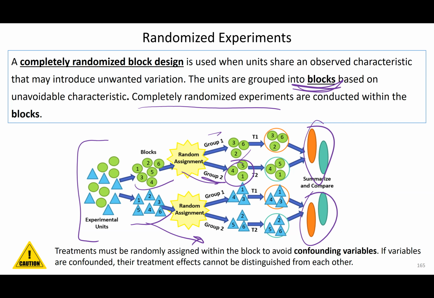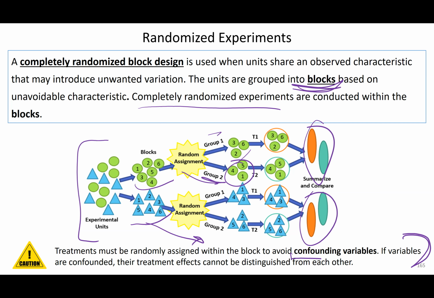So absolutely you want to randomly assign within block to avoid confounding variables. So you want to make sure that the impact you're seeing is not these blocks making the difference. You want to make sure it's actually the treatment making the difference. So you do want to make sure you randomize once you separate the blocks.